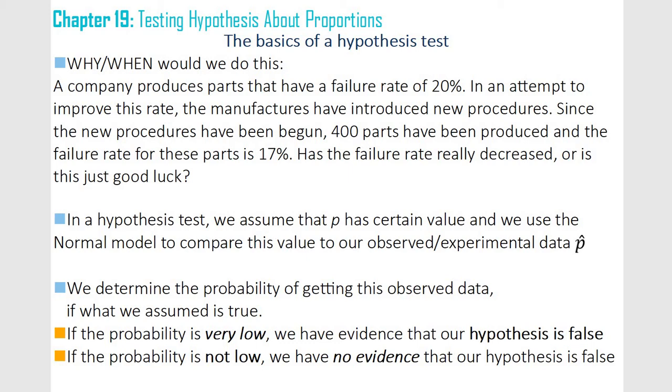We assume that p has a certain value, and we use the normal model to compare this value to our observed. So we determine the probability of getting this observed data, and if that probability is low, then we have evidence that our hypothesis is false. If it's not low, we have no evidence that it's false. Because if the probability is really low, that means it's very unlikely, right? Think of it like that. So then our hypothesis would be false.